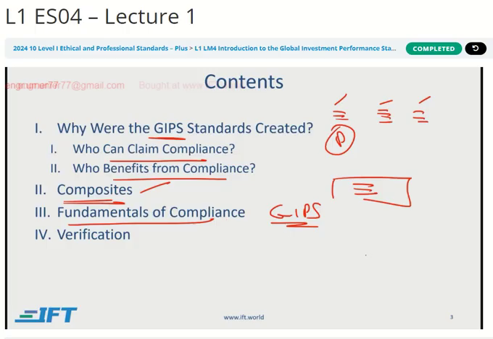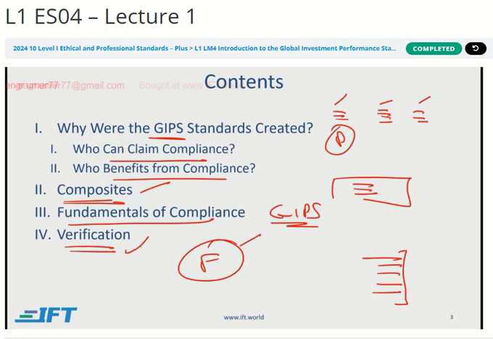Then you just need to have a general idea about the various standards. Those standards will be covered in detail at level 3. At this stage, you just need to get an overview of the GIPS standards. The final part of this reading is about verification. And the idea here is that a firm might claim GIPS compliance, but then there could be a verification process as to whether the firm is actually GIPS compliant or not. So that is this final segment of the reading.